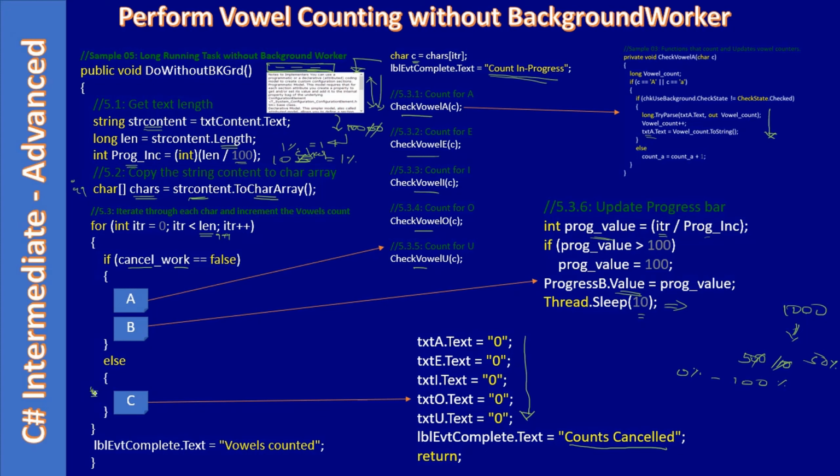Okay, alright, so it's not common. Here we are making a call to do without background, right? So this is called only for the normal flow. That's all. Once the for loop is completed, we say vowels counted. So our label here will show the progress: count in progress, or count cancelled, or vowels counted once all the vowels are counted.